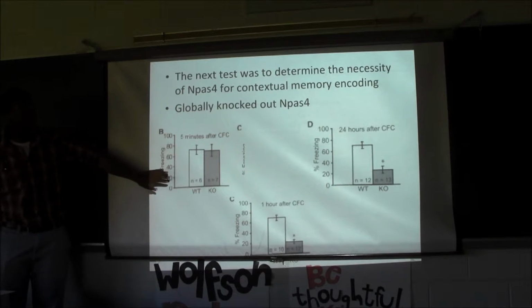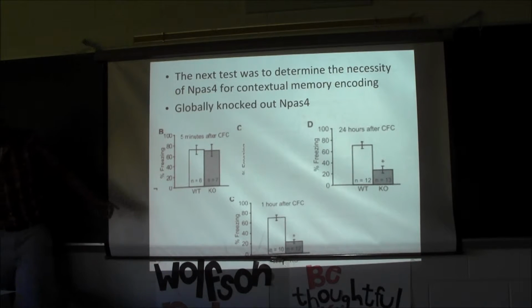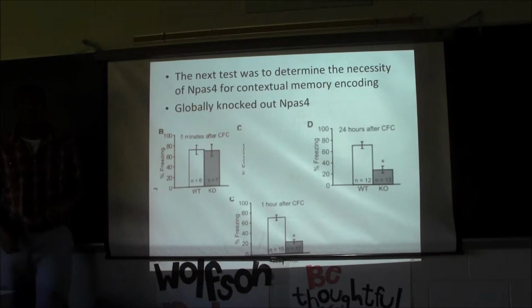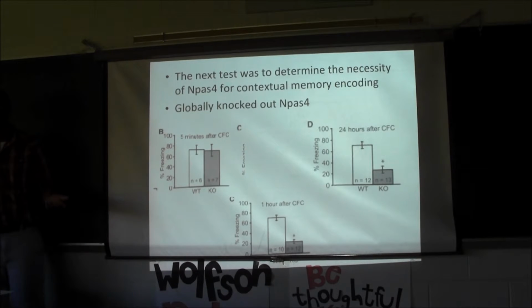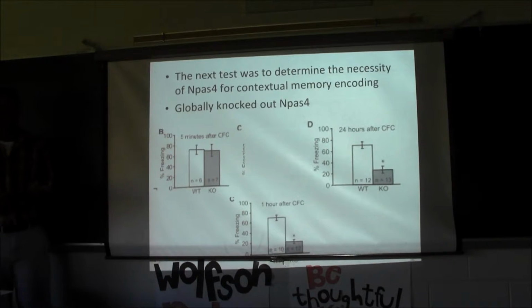You see here 5 minutes after the CFC training, they're able to retain some memory that they just got shocked. But at an hour, the number drops down significantly, and an hour is considered short-term memory. So you can see that the global knockout mice have less ability to remember to be scared. The same goes for 24 hours. So basically, they see that NPOS4 is necessary for long-term and short-term memory.